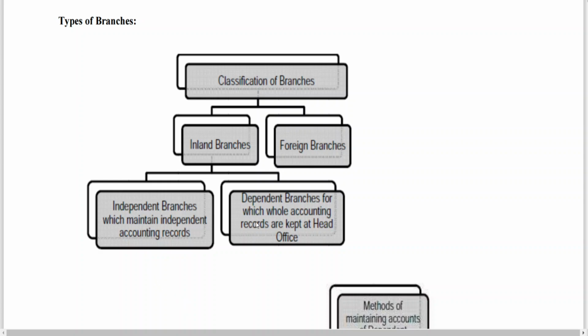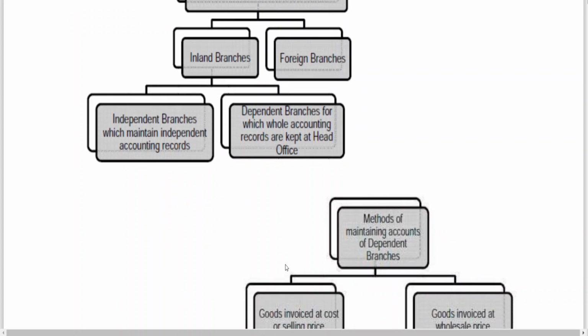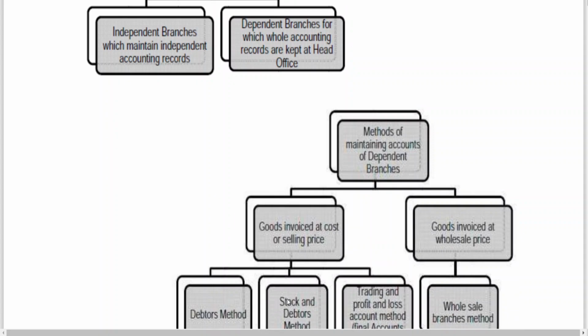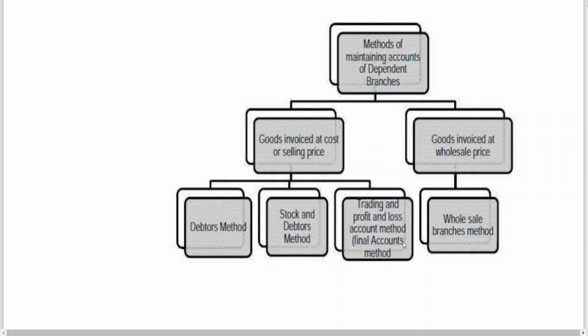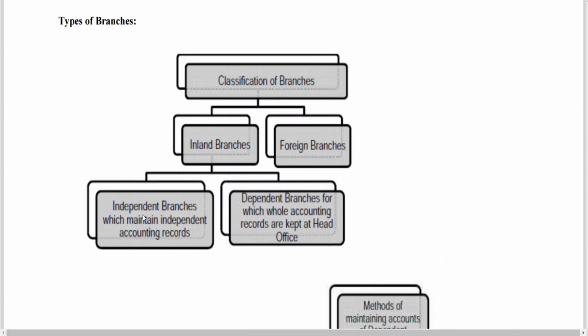Today we have completed dependent branches. These methods we have completed in the previous classes: stock and debtors method, trading and P&L account, final accounts method, wholesale price method. Today we'll be starting independent branches. After that we'll be left with only foreign branches.